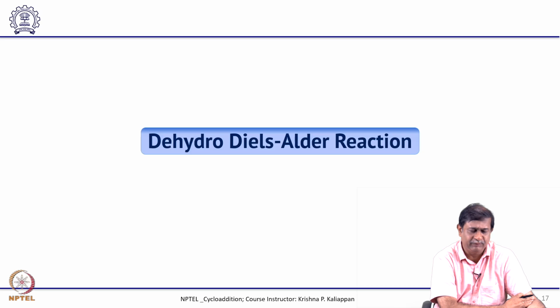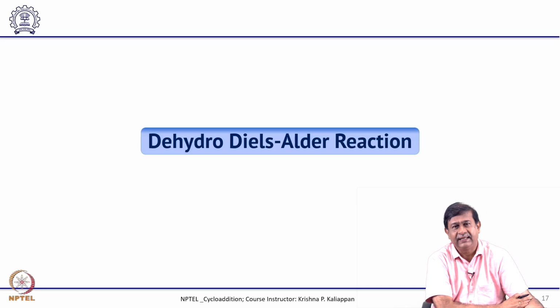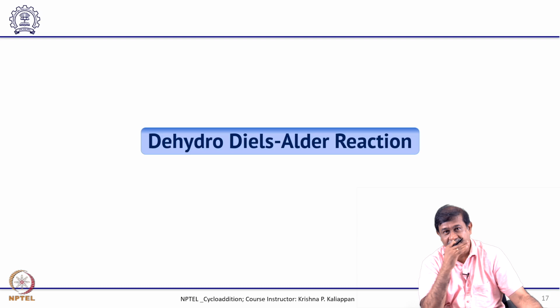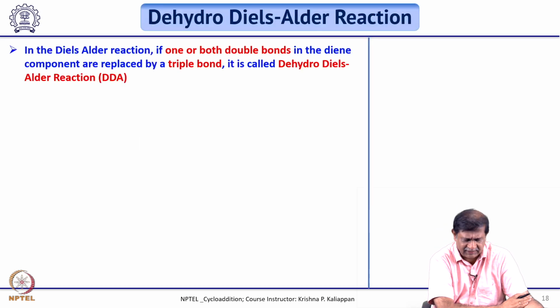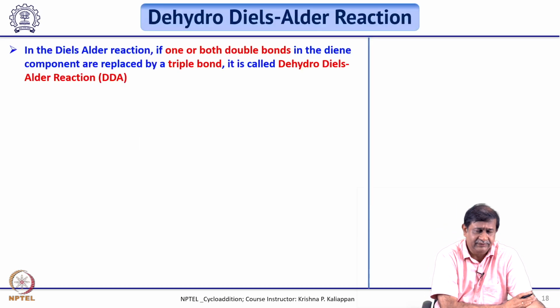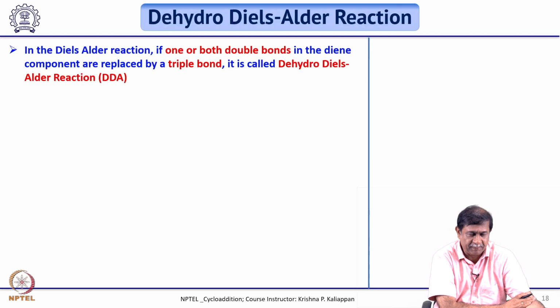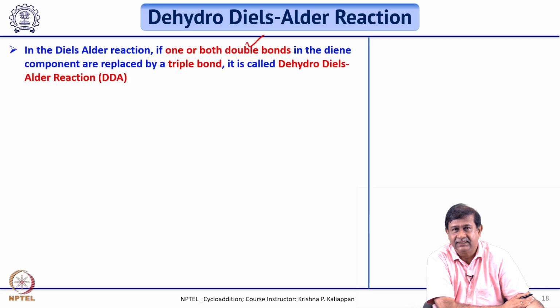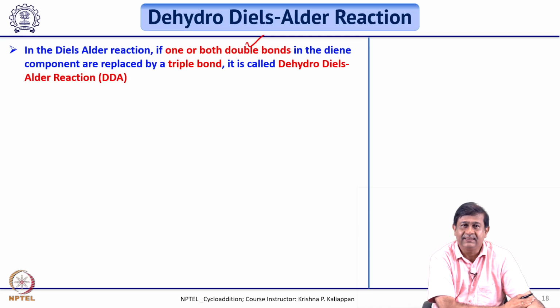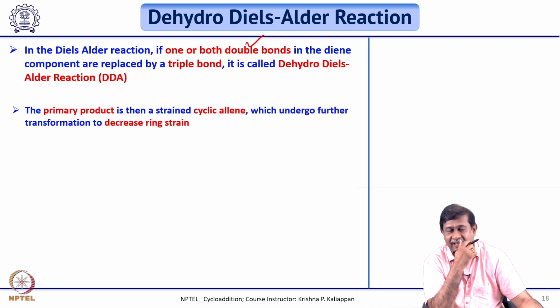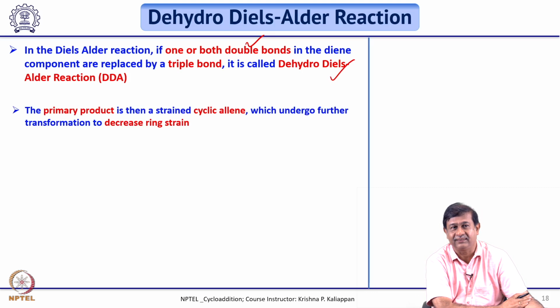So now we will move to another topic called Dehydro Diels-Alder reaction. So we discussed today retro Diels-Alder reaction followed by Alder Rickert reaction. The third one is the Dehydro Diels-Alder reaction. So what is Dehydro Diels-Alder reaction? Normally when you talk about Diels-Alder reaction, the reaction is between a diene and a dienophile. Suppose one or both of the double bonds of the diene is replaced by a triple bond, then that also can undergo Diels-Alder reaction. Those Diels-Alder reactions are called Dehydro Diels-Alder reactions.